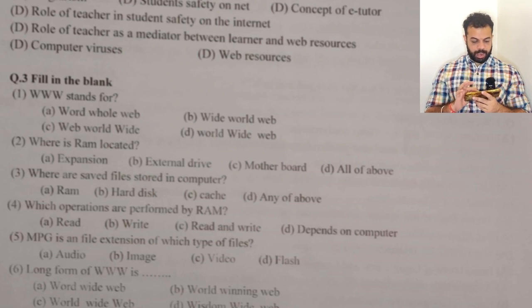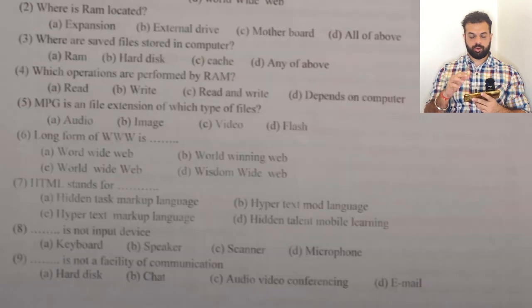Fifth is MPG is a file extension of which type of file? Four options are given. Next is long form of www is. Filling the blanks. Basically, they have again twisted the question: www, what is the full form, or what is the long form of www. Next is HTML stands for, there are four options.